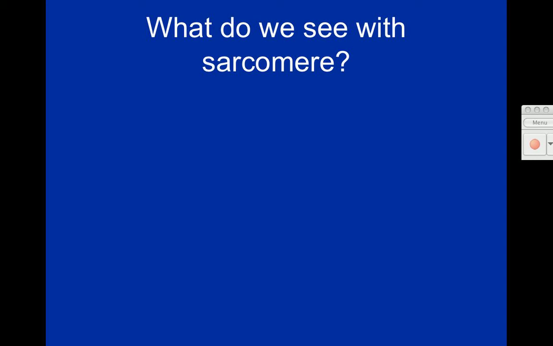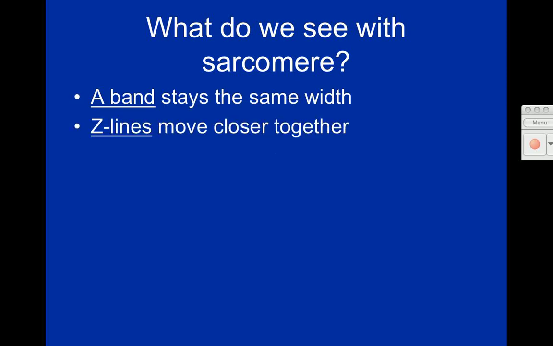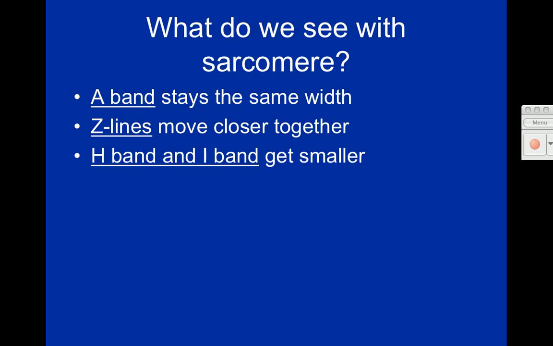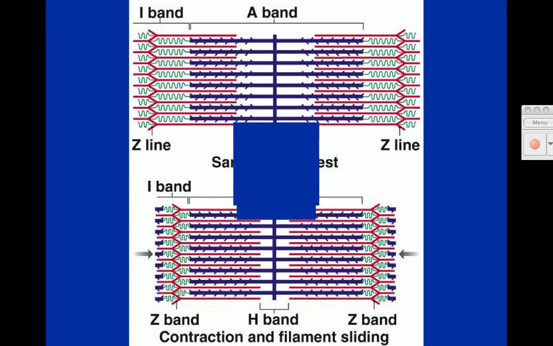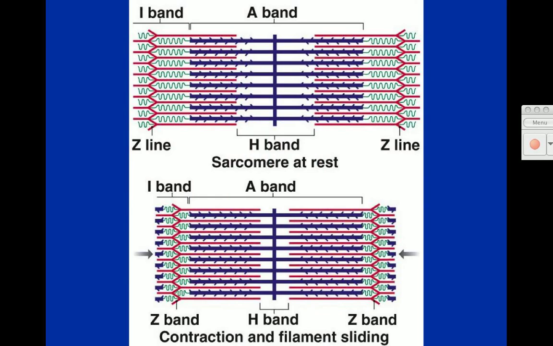So what do we actually see in the sarcomere? If we're looking at a diagram of the sarcomere, what would we actually see? Well, the A band is going to stay the same width, but the Z lines move closer together, and both the H band and the I band get smaller. And you can actually see that here in the diagram. The top one is at rest, like the one we labeled, and the bottom one is with the contraction. The A band area stays the same size, but the H and the I band areas get smaller, and you can see the Z lines have moved in.